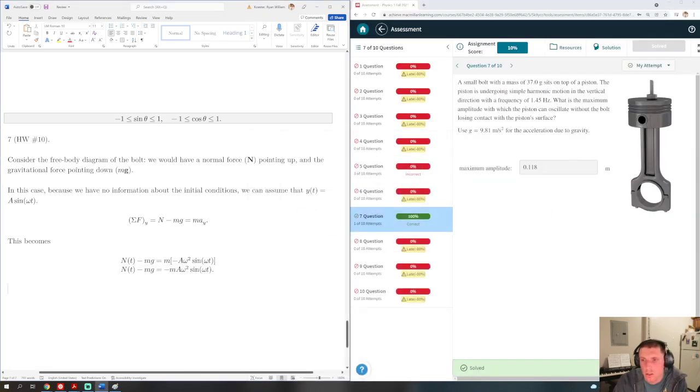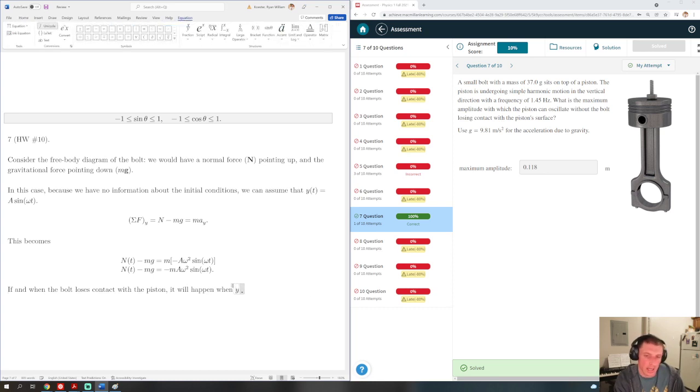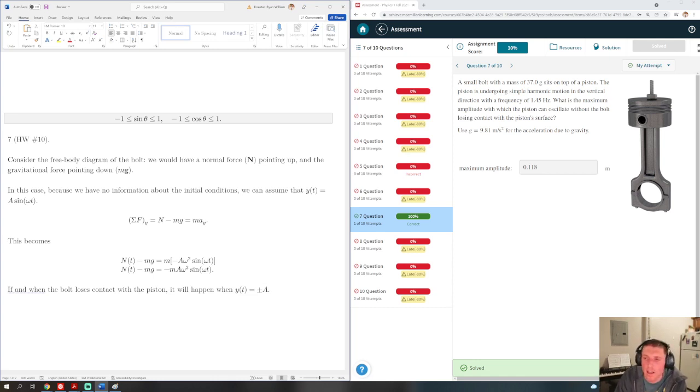Now look, what I'm going to assert is that if and when the bolt loses contact with the piston, it will happen when y of t equals plus or minus a. Now I'm not going to really give you any evidence for this, but it just kind of seems like, if we imagine this happening in real life, that the bolt will either fly up or not remain in contact with the piston at the maximum value or minimum value of y. Okay, hopefully everybody is okay with this, and hopefully it just sort of makes sense intuitively.